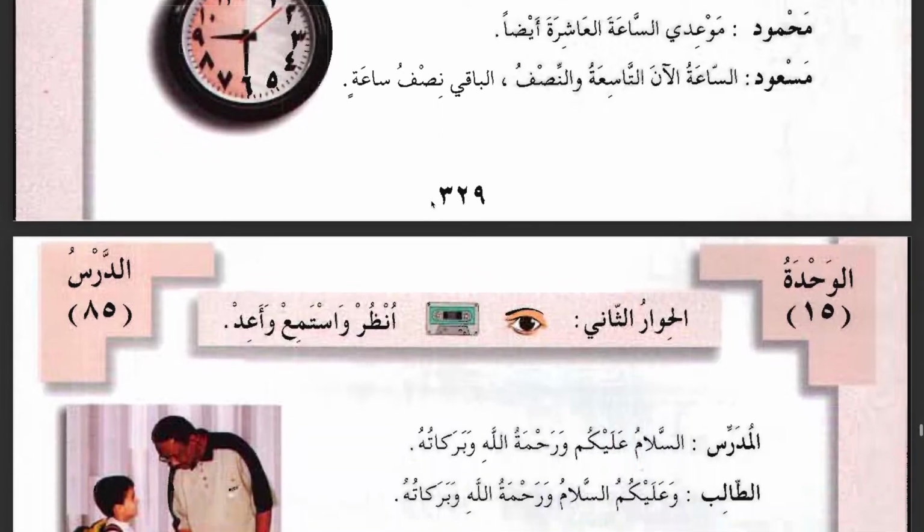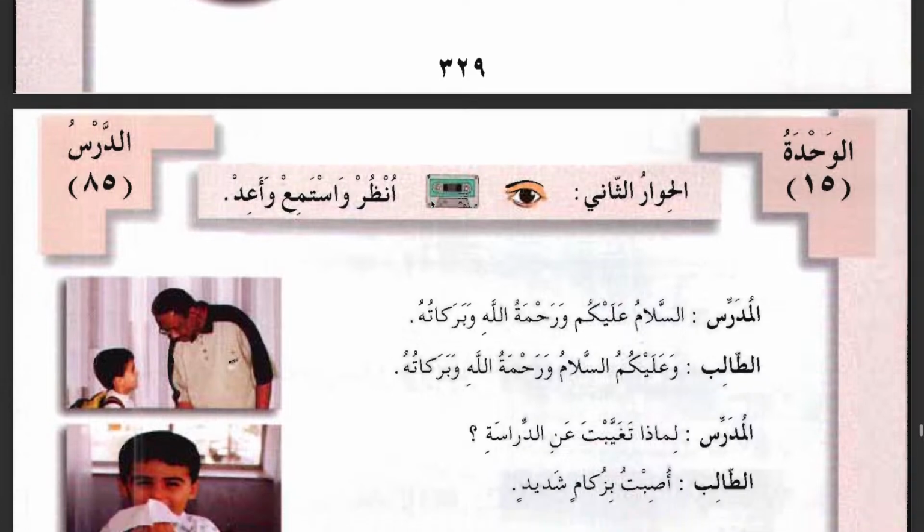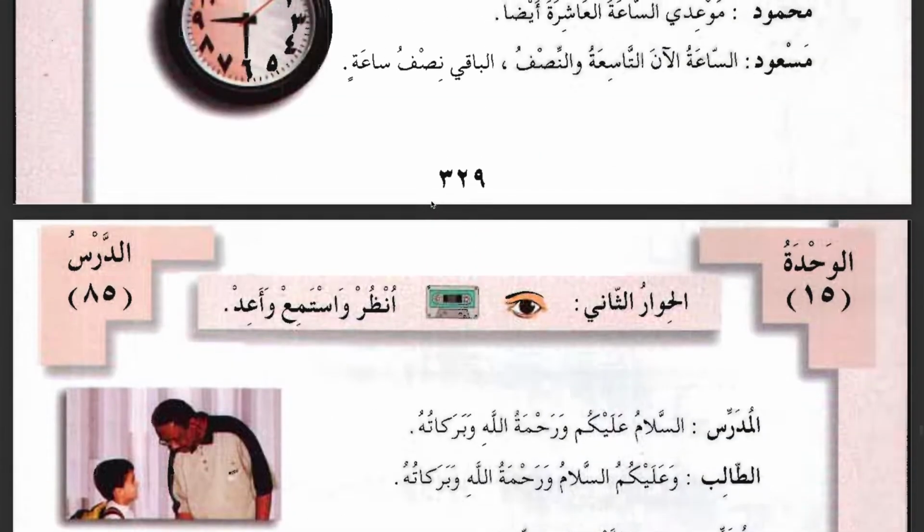الساعة الآن التاسعة والنصف. الباقي نصف ساعة. الساعة الآن التاسعة والنصف. Right? The time now is 9:30, meaning 9:30. Al-Baqi, the remaining time. Al-Baqi means the remaining. What's remaining? The time to wait. Nisfu sa'a, half of an hour. Half an hour. Everything clear?